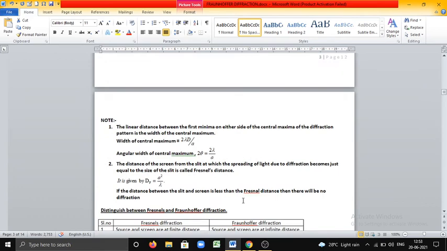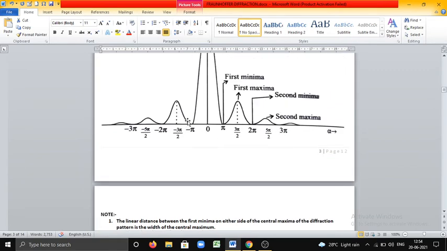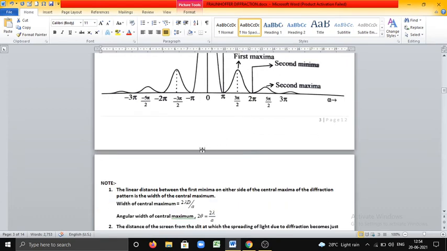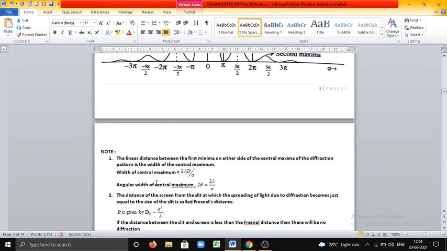Here, we should note certain points in case of Fraunhofer diffraction, that is, the linear distance between the first minima on either side of central maxima. See, this is central maxima. On either side of central maxima, this is the linear distance. This linear distance is called width of central maxima, and width of central maxima is given by 2 lambda d by a. Angular width of central maxima, that is 2 theta, is given by 2 lambda by a.